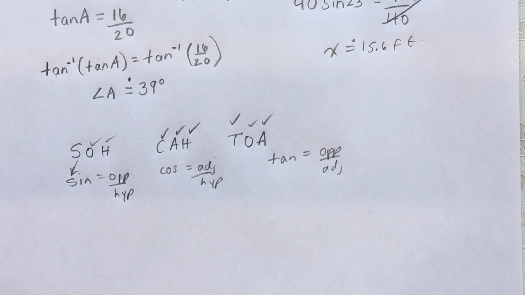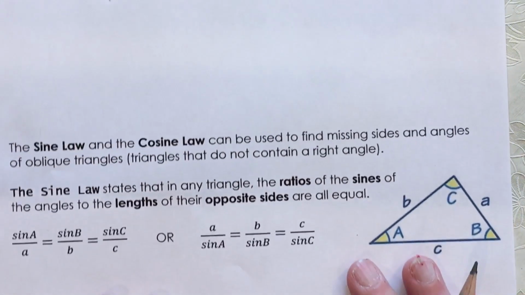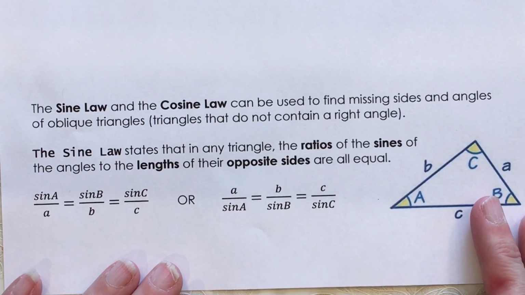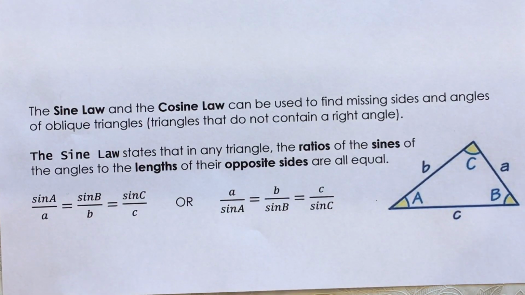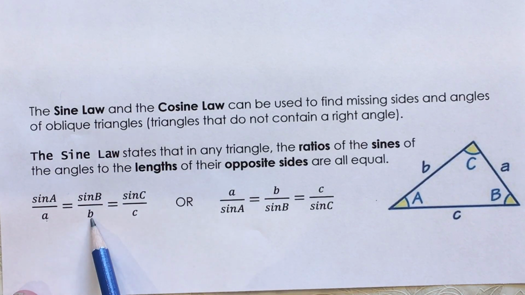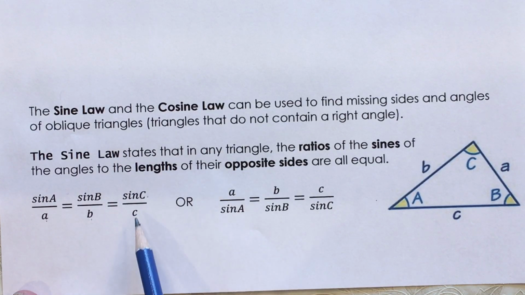Also in grade 10, we learned the sine law and the cosine law, and that they can be used to find missing sides and angles in oblique triangles, or triangles that don't contain a right angle. The sine law states that in any triangle, the ratios of the sines of the angles to the lengths of their opposite sides are always equal. So the sine of angle A over the length of its opposite side is equal to the sine of angle B over the length of its opposite side is equal to the sine of angle C over the length of its opposite side.